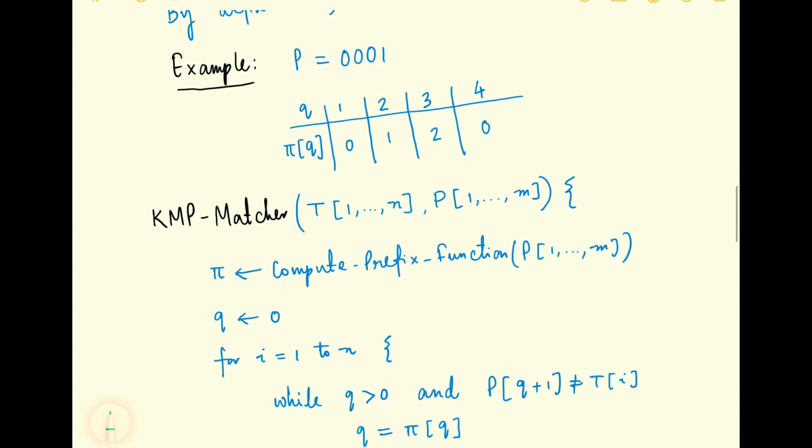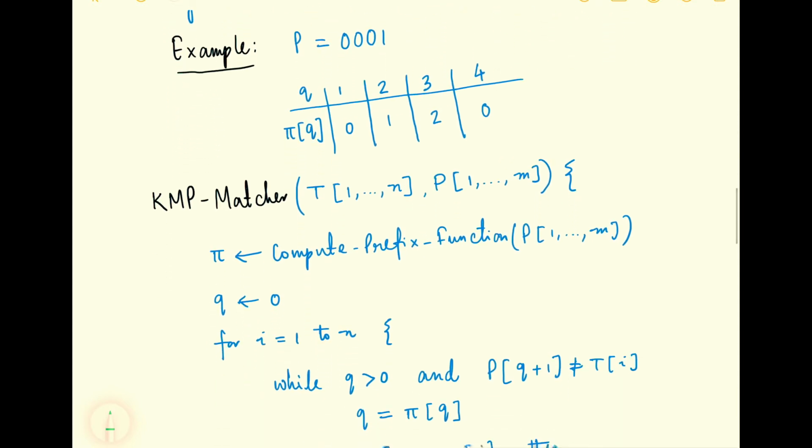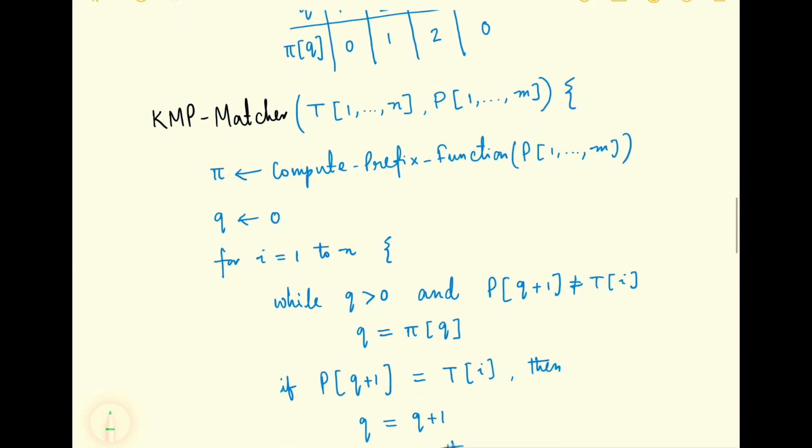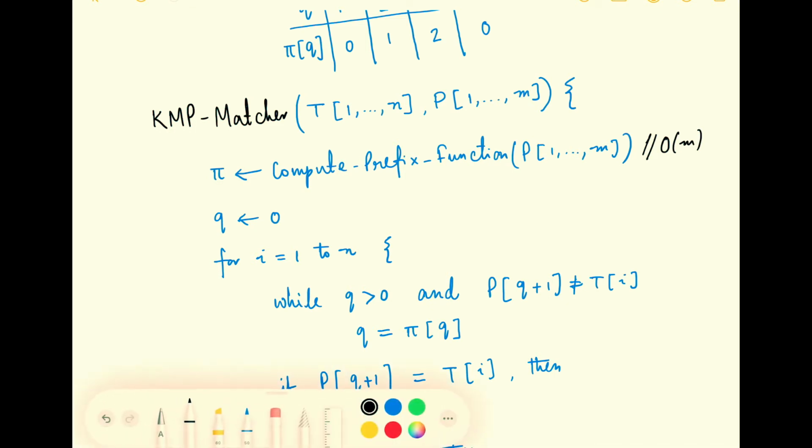Now let's understand the KMP matcher. It computes the prefix function by calling an appropriate function. We will see that this job can be done in order m time. So this takes order m time. We will see.